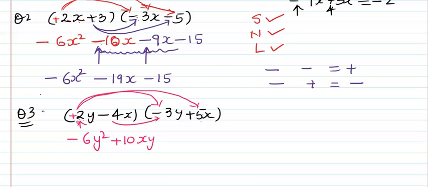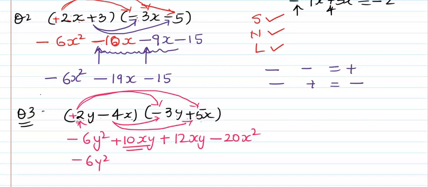Now multiply this. Minus and minus becomes plus. Then 4 times 3 is 12. And x times y is xy. And the last one is, you are multiplying here. Minus and plus becomes minus. 4 times 5 is 20. And x is square. Okay. So minus 6y square, it is straight, plus 10xy and plus 12xy. Peter, what should be your answer?